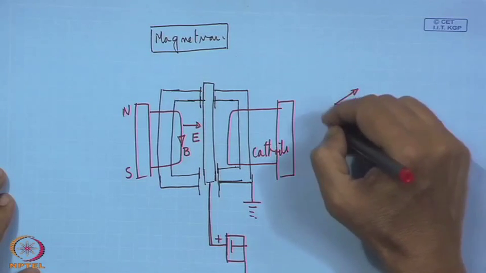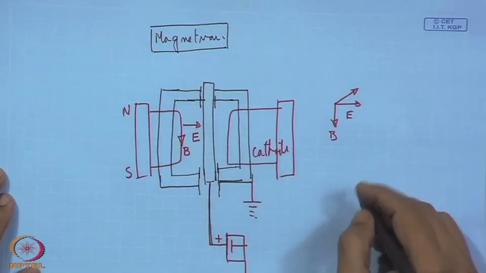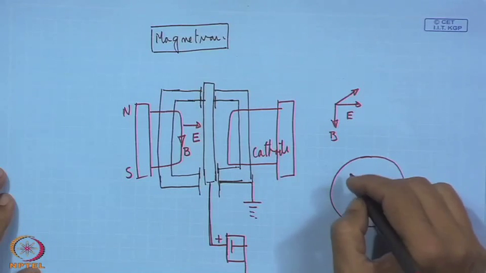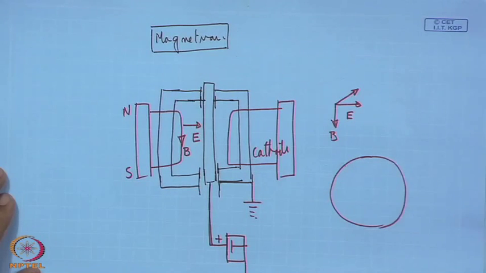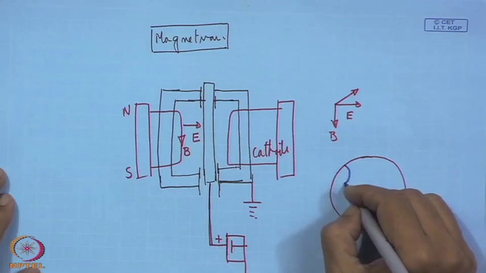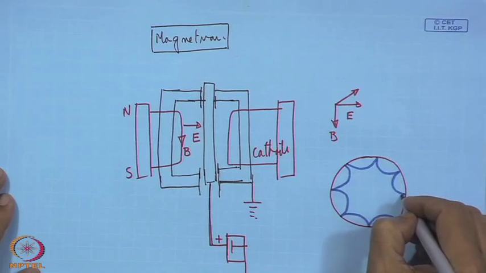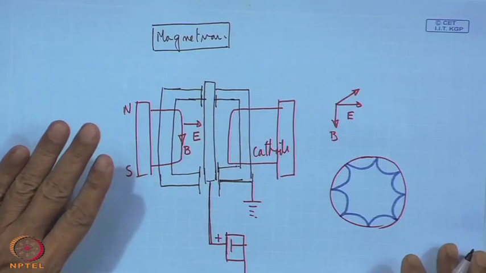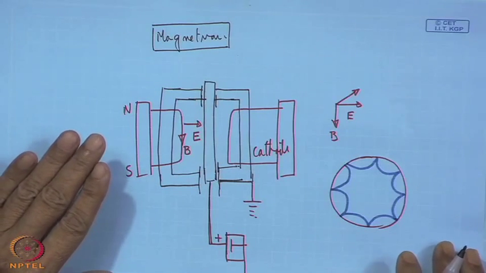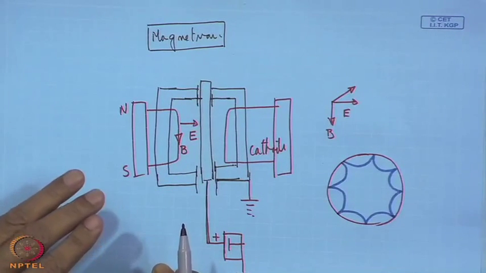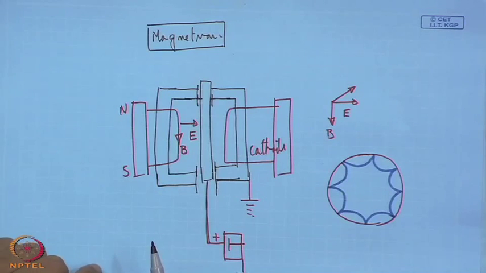So, this is the E cross B drift, and if we see from the top, on this cathode surface we can see the trajectory of the electron, which will move like this. That means the whole idea of using this magnetron is to augment the ionization efficiency, that is, the efficiency of the electron to make more meaningful ionization.